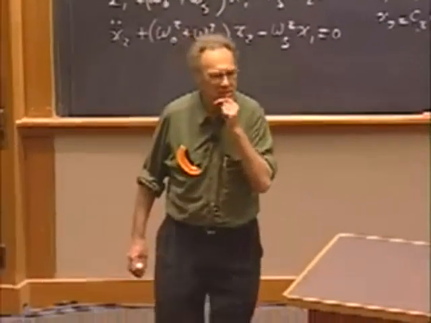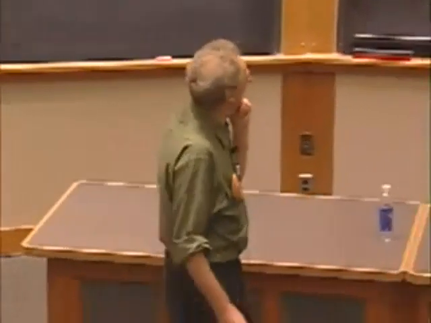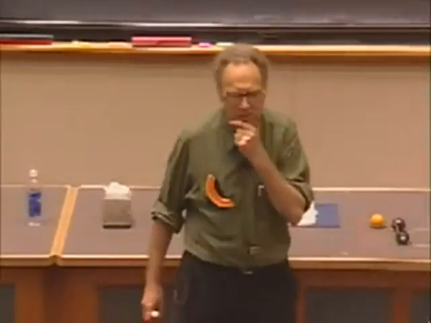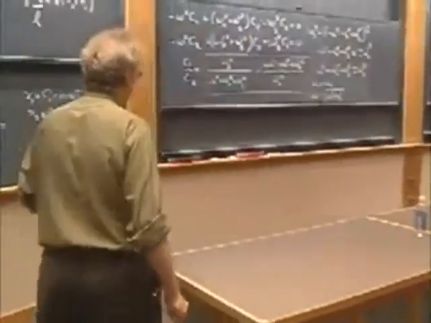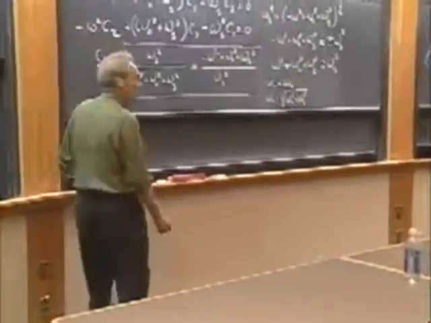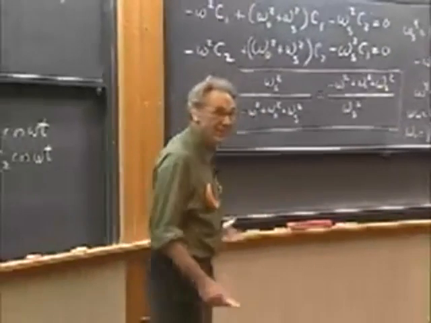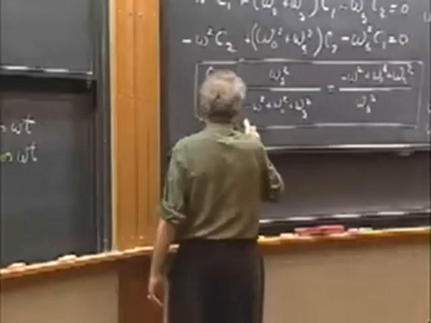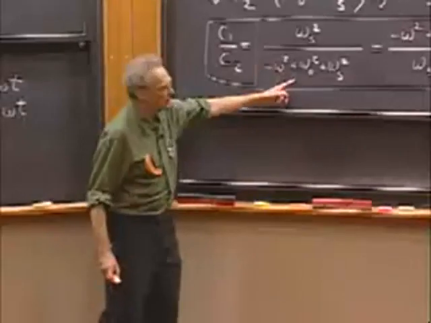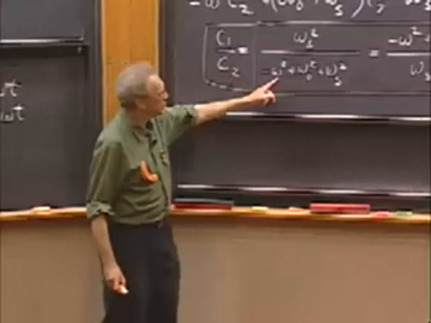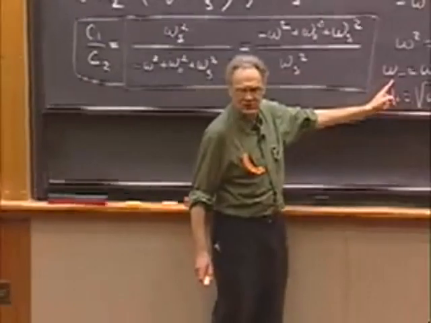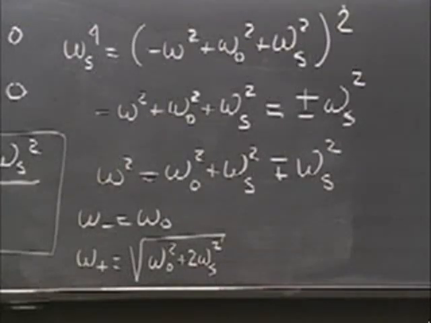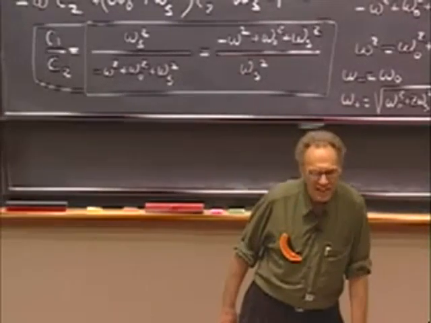Any volunteers? Look at the blackboard. It's somewhere hidden in those equations. I said we're going to eliminate C1 over C2. You think C1 over C2 likes to be eliminated? Let's call it back. And look at this equation. Substitute in here for omega squared. Substitute in omega minus. Then you get an answer for C1 over C2. What do you think that answer is?